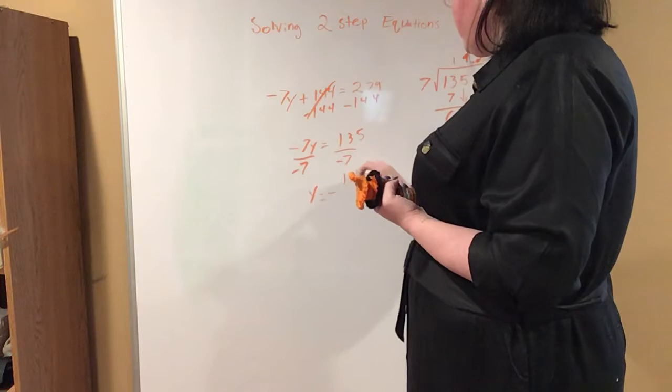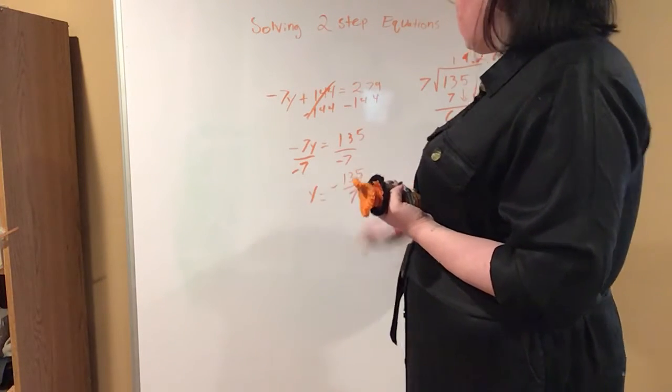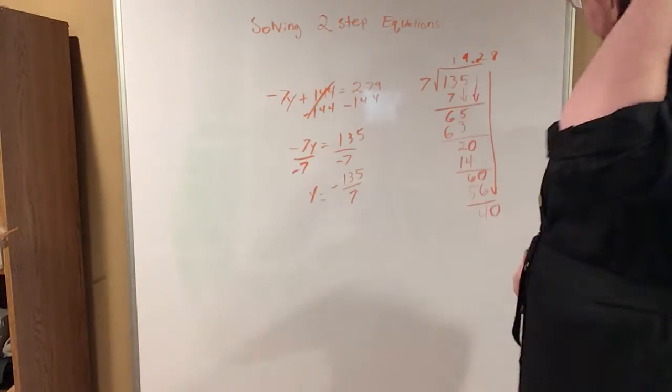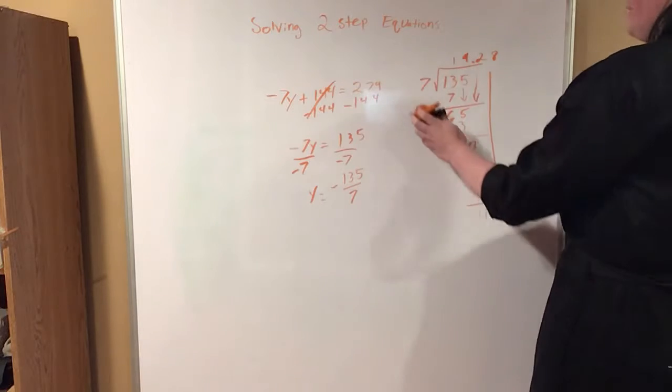So what happens when you don't have them written down beforehand? You just kind of make them up. So I'll just leave it as an improper fraction again. Negative 135 over 7.